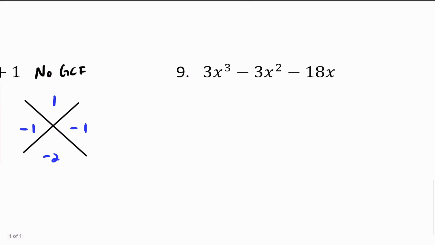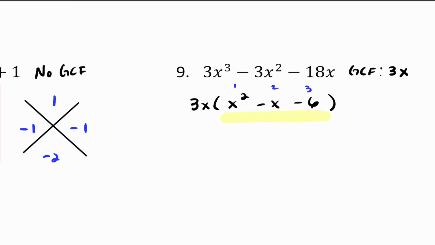All right, so now we're moving on to number 9. Our GCF is 3x. So we have 3x, my remainder. So what I put inside is x squared minus x minus 6. But we're not done. We have to keep on factoring. So we're going to focus on the stuff that's inside the parentheses. We have 1, 2, 3 terms. So we need to apply the x method.